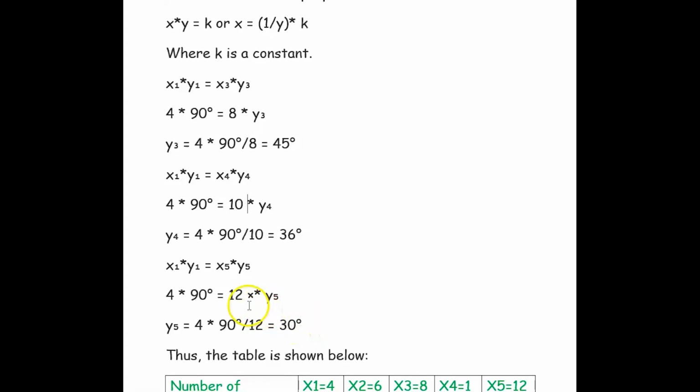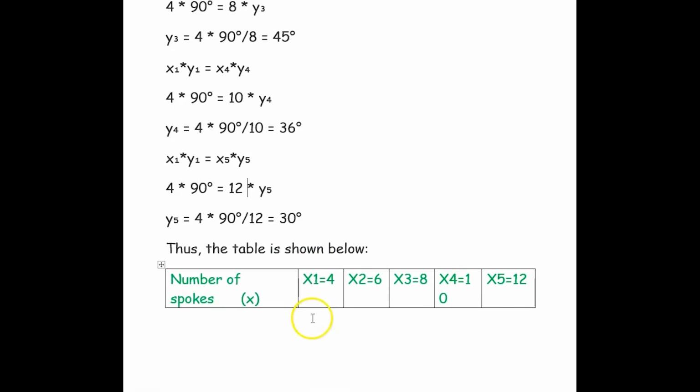Next, they have given the number of spokes as 12. So that is x5 is 12. So we are substituting again in the same relation. x1 into y1 equal to x5 into y5. So 4 into 90 degree equal to 12 into y5. That is the one we want to find out. On rearranging and simplifying, we will get y5 as 30 degree.